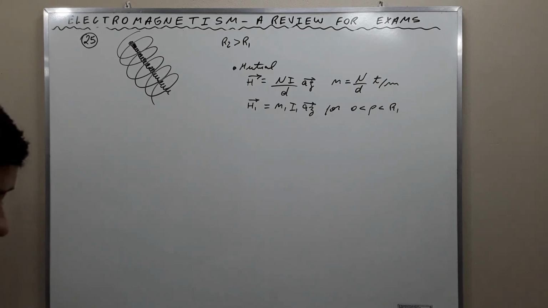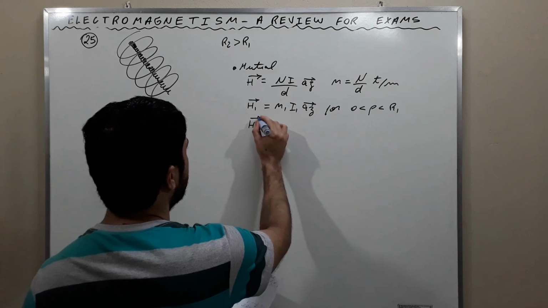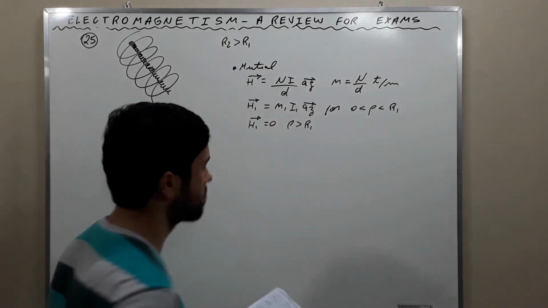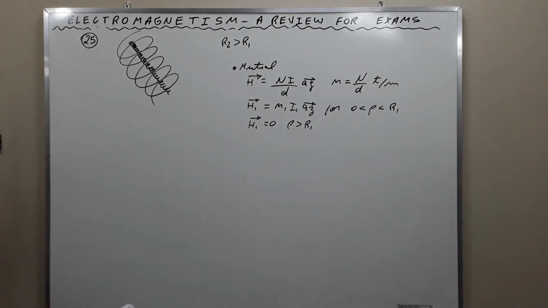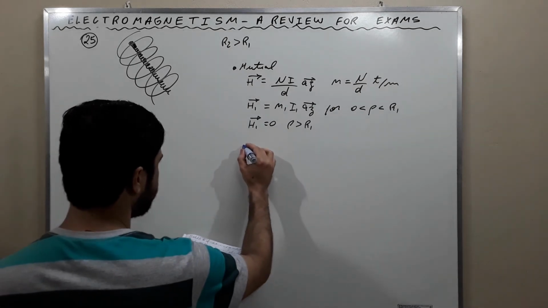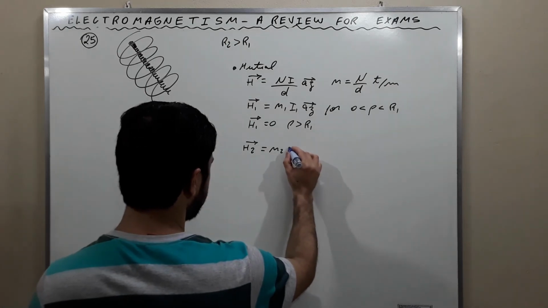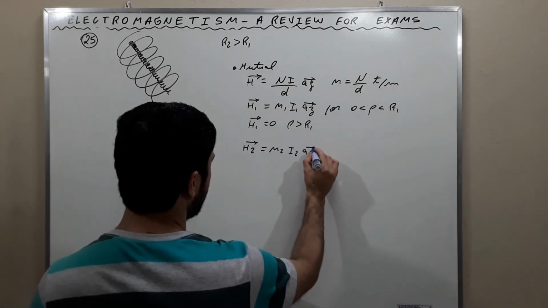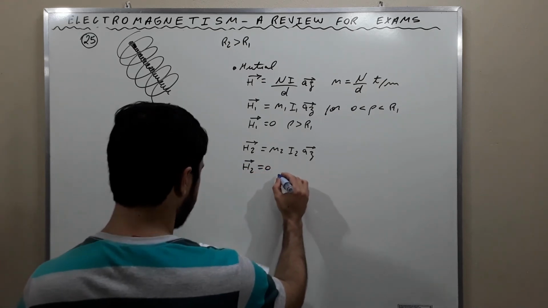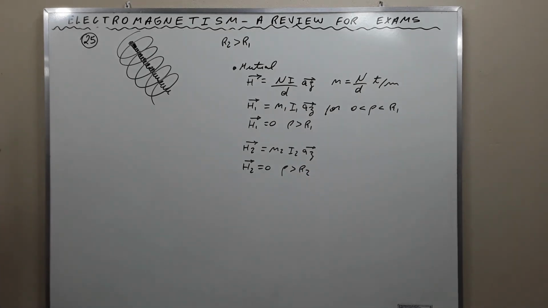Inside of the solenoid, and this is 0 outside. And for solenoid 2, the same, and 0 outside. Okay, we're going to use these expressions.